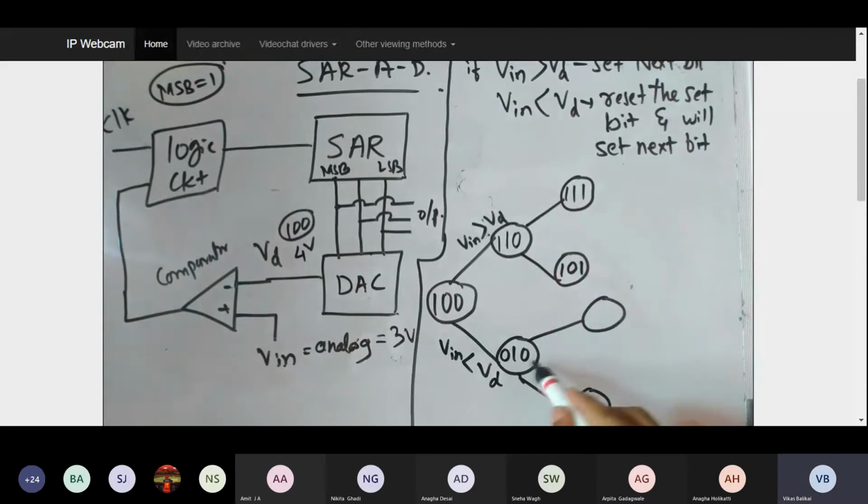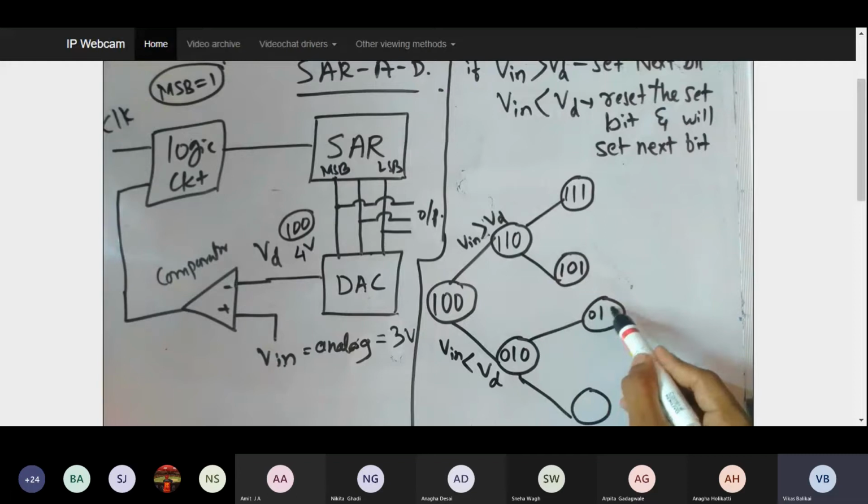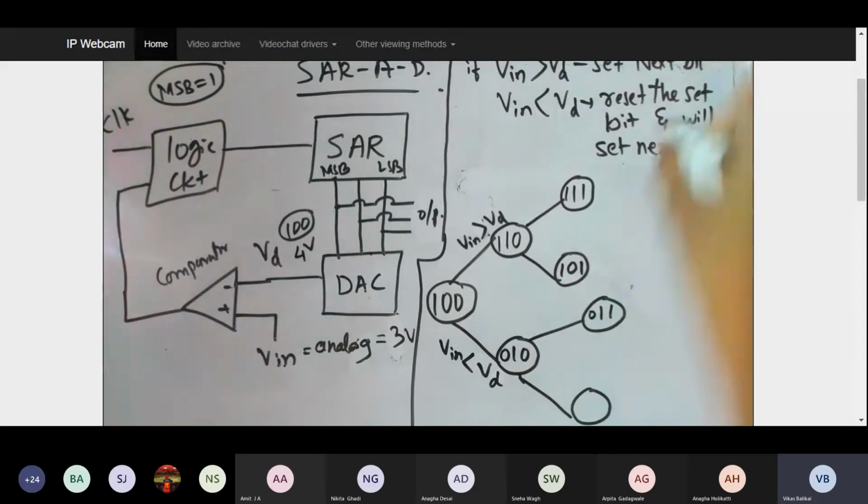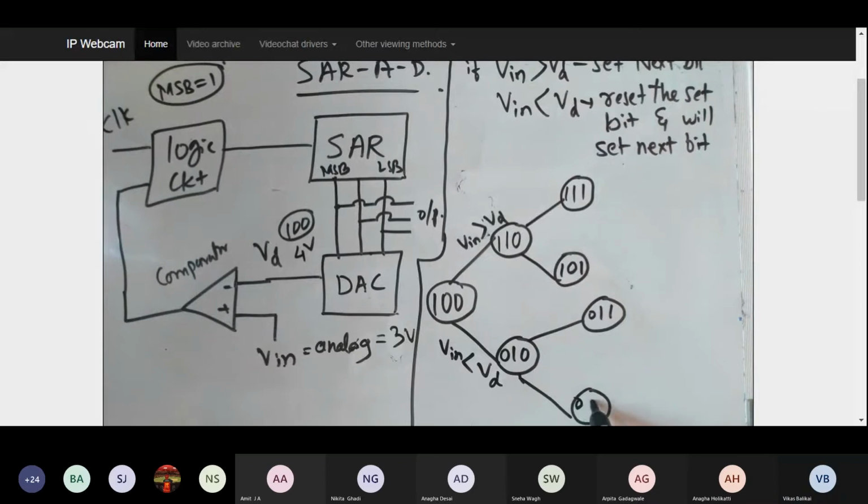When checking this condition, if Vin is greater than VD, what am I going to do? I am going to set the next bit. I don't touch the previous bit. What I am doing is setting the next bit. Suppose Vin is less than VD, what is the condition? Just reset the set bit. Previously this was set, I reset it and I am going to set the next bit. So this is what I am going to get.